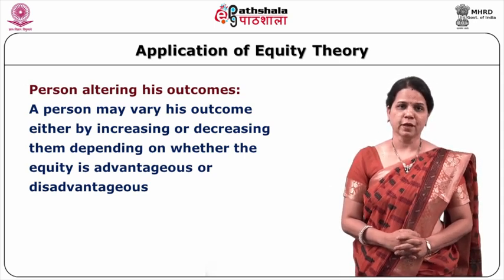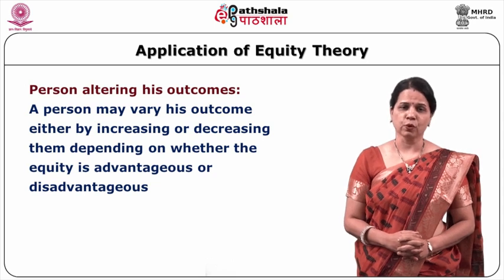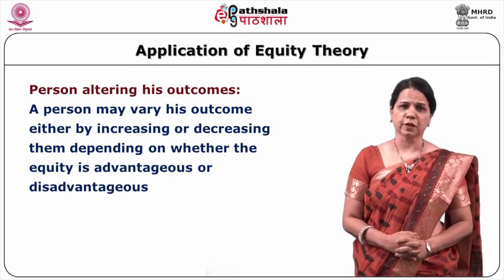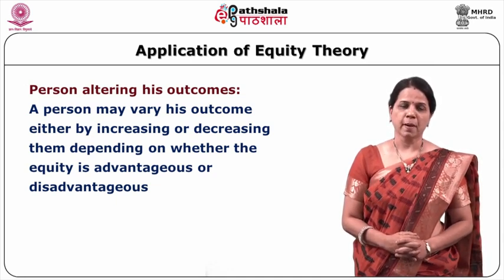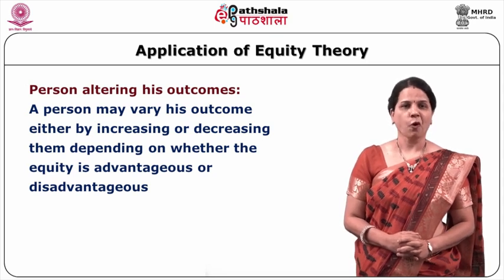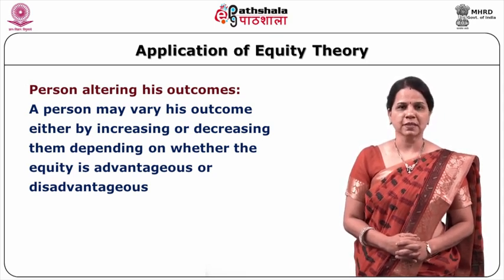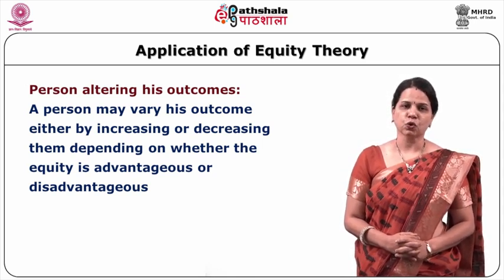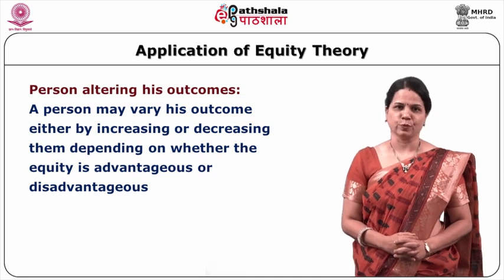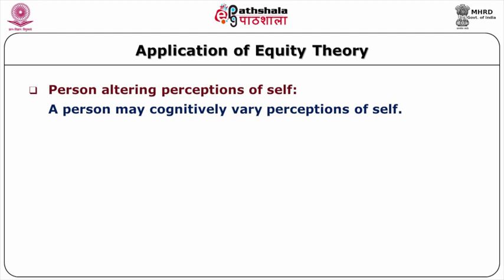Similarly, if I feel that my inputs are more than my colleagues' inputs, in the form of time spent at the workplace and my educational qualifications, then I will try to increase my output by convincing the management or my boss to give me a salary raise or other employment benefits so that I restore the balance of inputs and outputs. The third inequity reduction method: person altering perceptions of self.